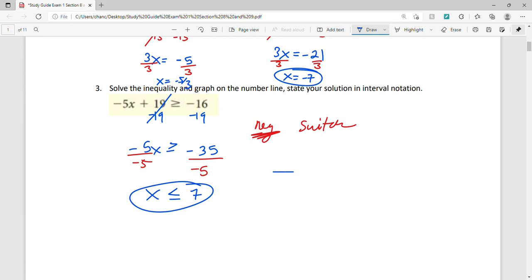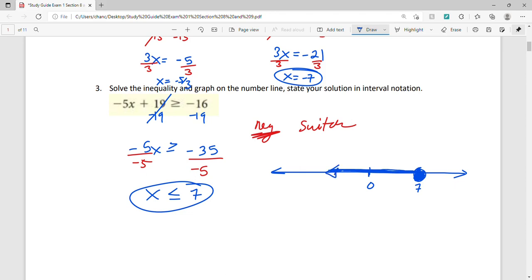We need to graph it on the number line. We'll write down the 0 that's in the middle. The 7 is on the right. We have a closed circle. And we want the values of x that are less than or equal to 7, so we're going to shade to the left.